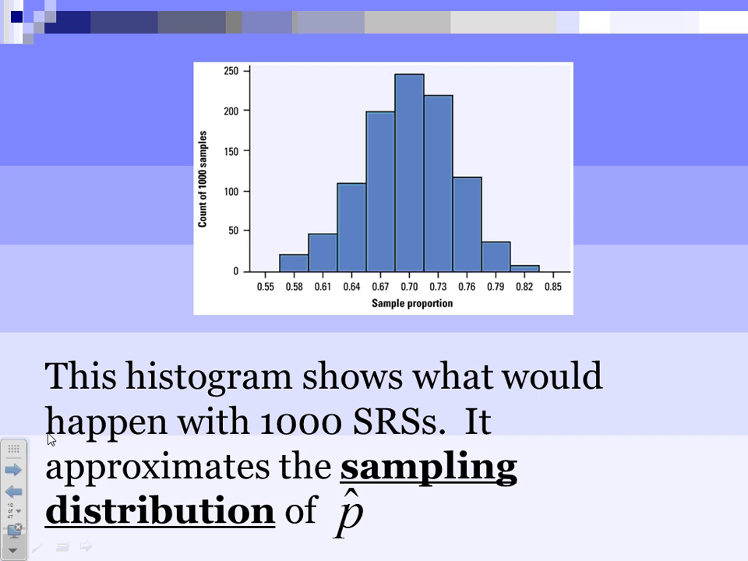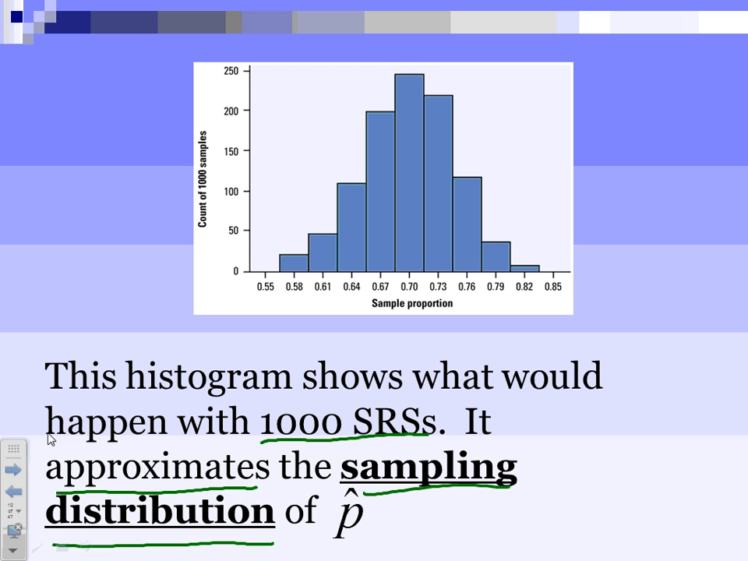Okay? And if we look at this histogram here, this shows us what it would look like if we had 1,000 SRSs, 1,000 simple random samples of size 10. And this is the approximate sampling distribution, okay, for p hat. A couple things here. First of all, we have this phrase now, sampling distribution. It's bolded, it's underlined. That's a pretty important thing.